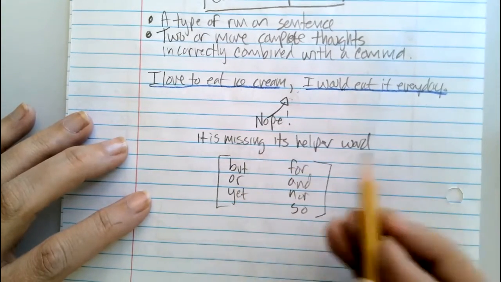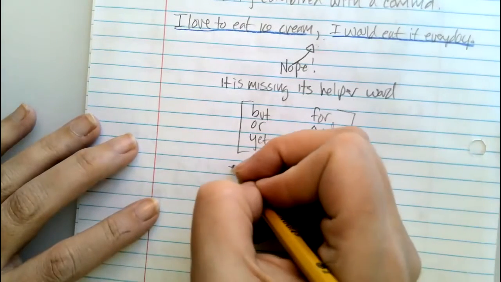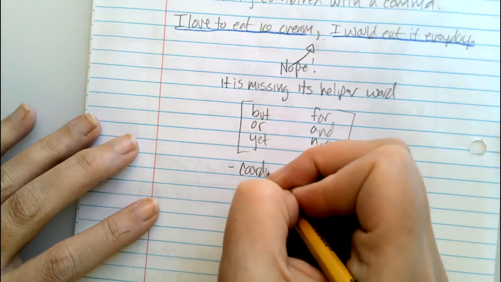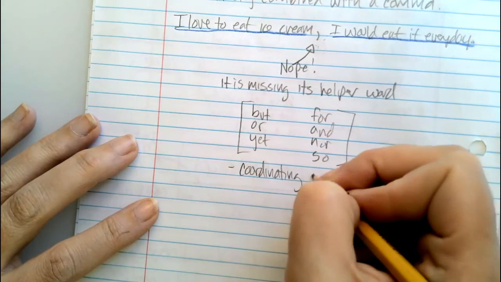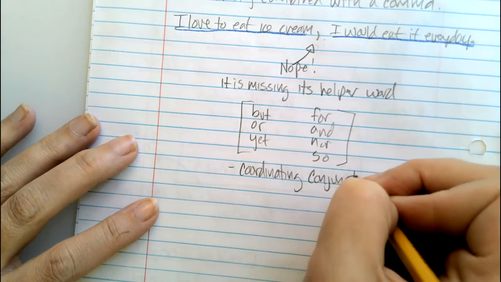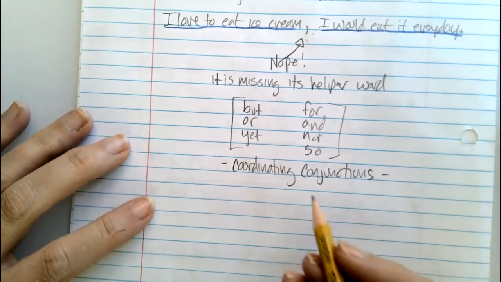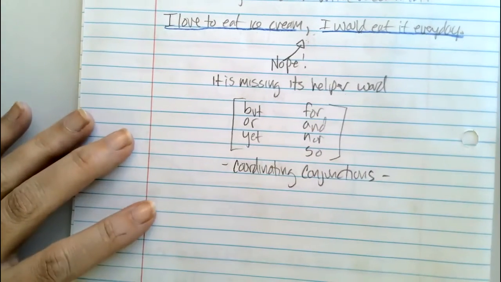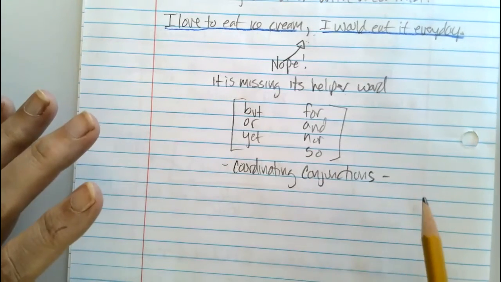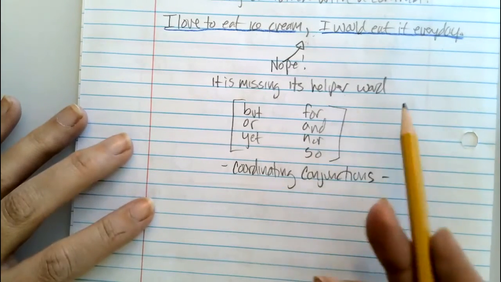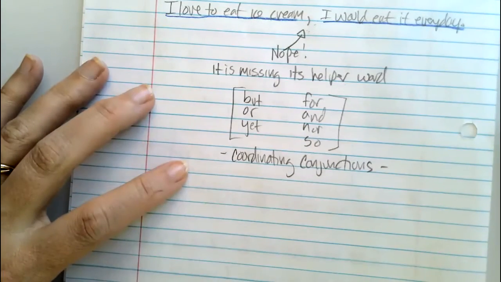And those are helper words, but guess what they're officially called? Coordinating conjunctions. All right, and what do conjunctions do? They help us connect things. I know it's two long words. Who cares? They're just helpers. That's all they are, helper words. Don't let that throw you.